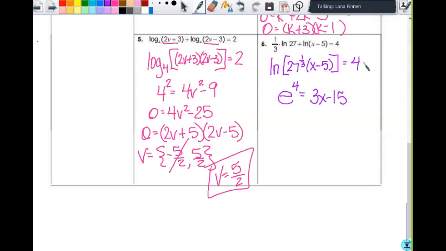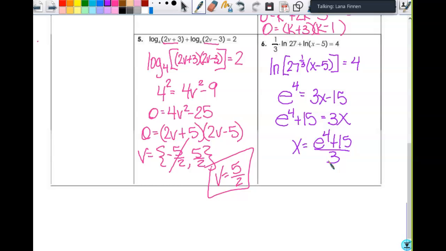All right, so again, we're solving for x. So I'm going to add 15 to both sides. So I'm going to get e to the 4th plus 15 equals 3x. Then I'm going to divide both sides by 3, so x equals e to the 4th plus 15 all over 3. And I could write that differently, like split, but there's no need to. Leave it like that, you're good, okay?